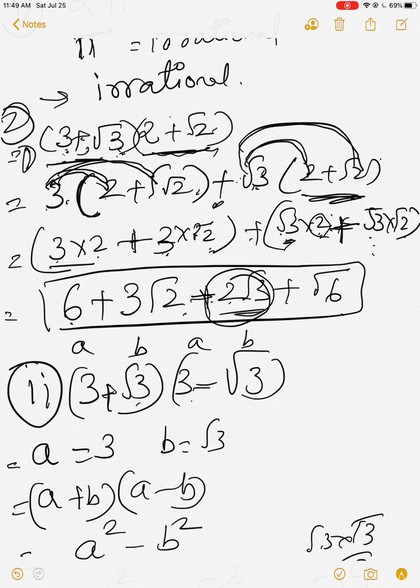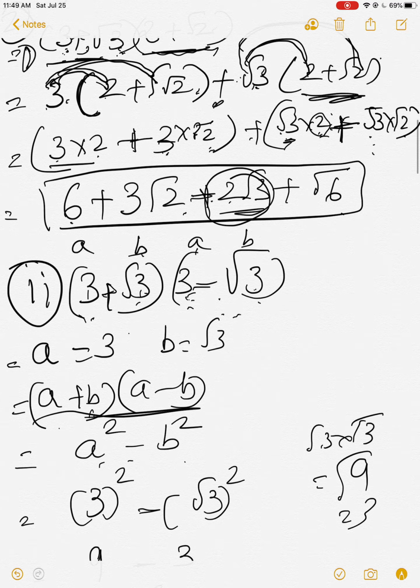Okay, second problem, 3 plus root 3 into 3 minus root 3. Now a is 3, b is root 3. Again, a is 3, b is root 3. Same numbers are there in both binomials. If one has plus and one has minus, it is in a plus b, a minus b form. So a plus b, a minus b form, what is the expanded form? a square minus b square. Here a is equal to 3, b is equal to root 3. So it is in a plus b and a minus b form. So what is the expanded form? a square minus b square.